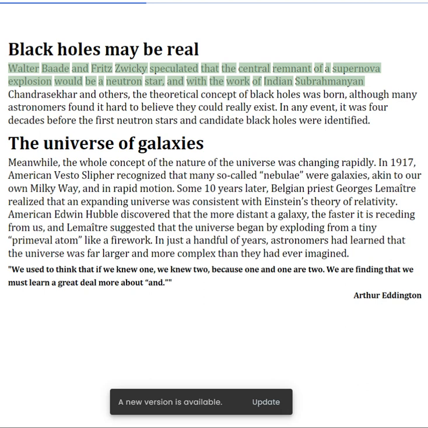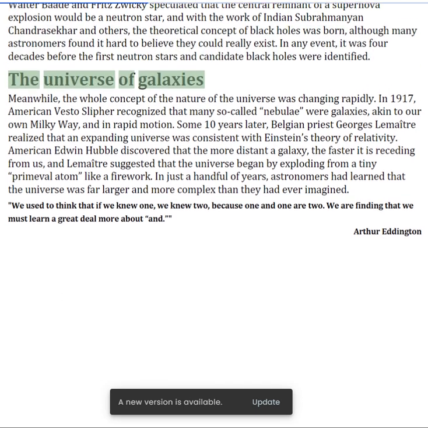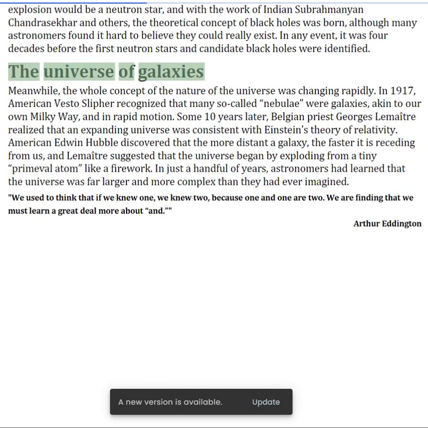Walter Baade and Fritz Zwicky speculated that the central remnant of a supernova explosion would be a neutron star, and with the work of Indian Subramanian Chandrasekhar and others, the theoretical concept of black holes was born, although many astronomers found it hard to believe they could really exist. In any event, it was 4 decades before the first neutron stars and candidate black holes were identified. The universe of galaxies.